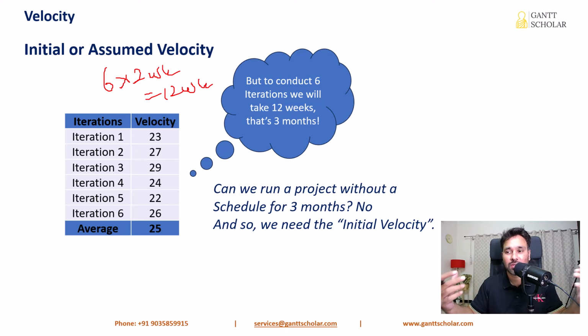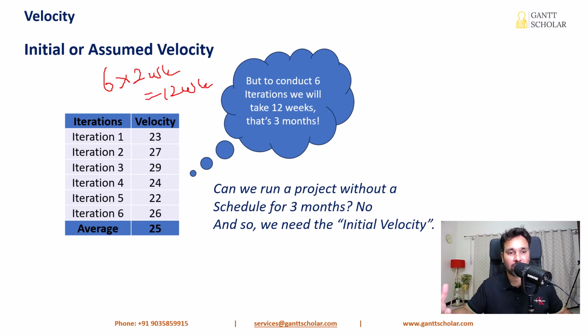We ask the team members, based on your assessment, knowing what kind of work we have in the product backlog, roughly how many story points of work you can complete per iteration. And that will be the initial or assumed velocity of the team for the first 6 iterations. Once we are done with the first 6 iterations, we do a simple average of the velocity of the last 6 iterations to find out the team's actual velocity. But till then, we prepare a plan, a schedule, a release plan based on the initial velocity provided by the team members. Alright, so that's about initial or assumed velocity.